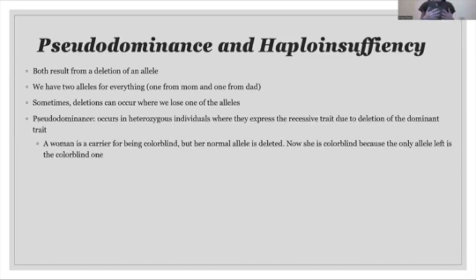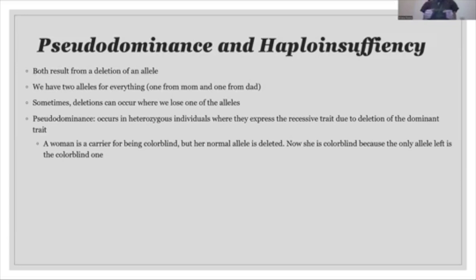So in the case of pseudodominance, this occurs when you have a heterozygous individual, so they have one dominant allele and one recessive allele, and the dominant allele is deleted. So the recessive allele is going to be expressed because it's the only one that they have. It's the only option that they have to express since this dominant one is gone.